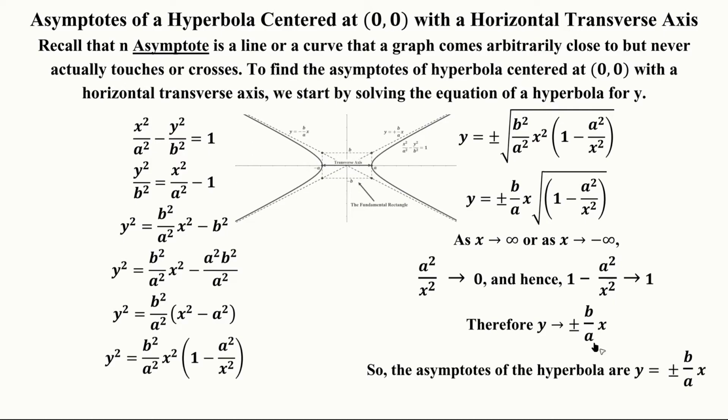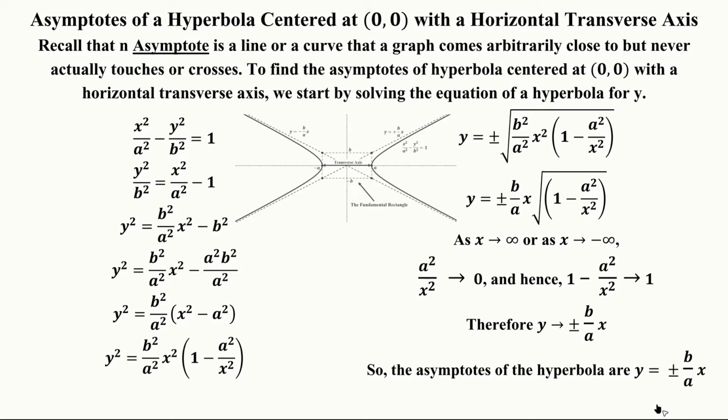And notice those are just basically equations of lines, because it's in the form of mx plus b, where this is going to be the slope, and plus 0, so 0, 0 will be the y-intercept of these two lines here that are the asymptotes of this hyperbola.